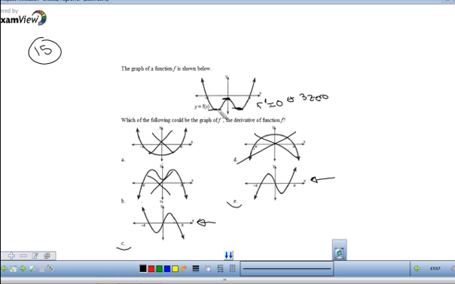Okay, so to the left of this 0, my function is decreasing. So that means that my derivative is going to be below the x-axis. So at this point, it needs to be below the x-axis, which is right here. From this point to that point, it's increasing, so it's going to be above the x-axis. And then from these two, it's decreasing, so it's going to be below the x-axis and then above. So the answer has to be E.